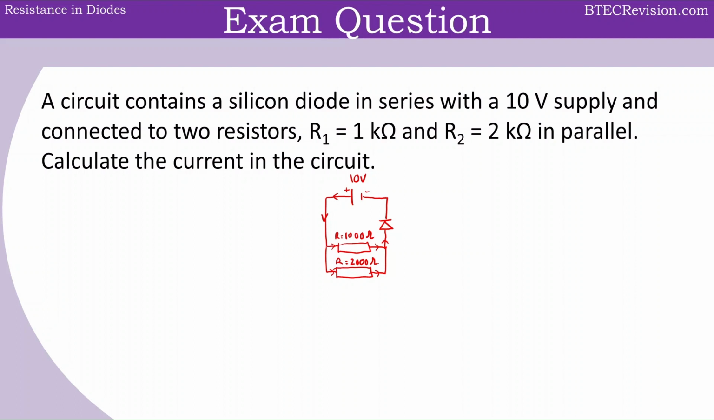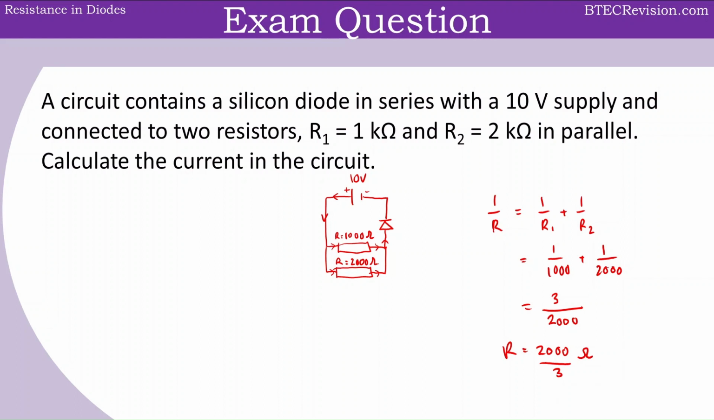So the first thing we can do is work out the total resistance in the circuit. We know this is a parallel connection. Remembering last lesson, the inverse of the total resistance is equal to the inverse of resistor 1 plus the inverse of resistor 2, which is 1 over 1000 plus 1 over 2000, which is equal to 3 over 2000. Therefore, doing the inverse on both sides, the total resistance is 2000 divided by 3 ohms.